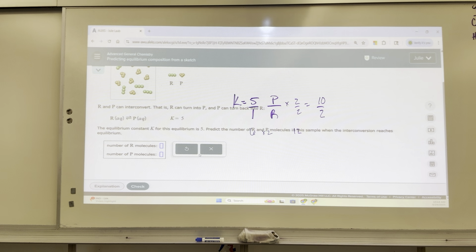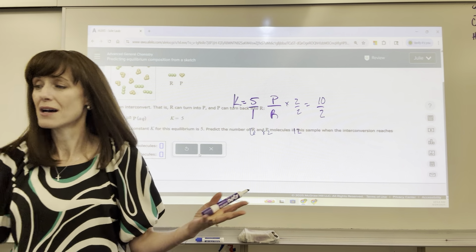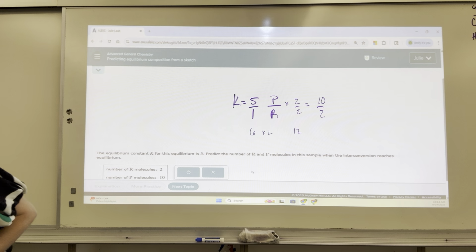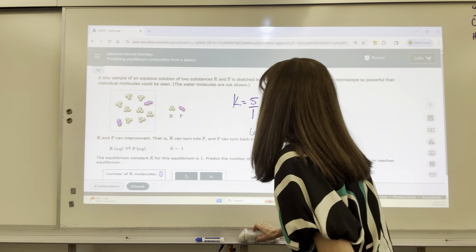I think we need to do it one more time. Notice how careful I am for the reactant. I've got 2 of those, and for the product we've got 10. I'm sorry, you know that's kind of confusing how they put that. Let's do one more together.